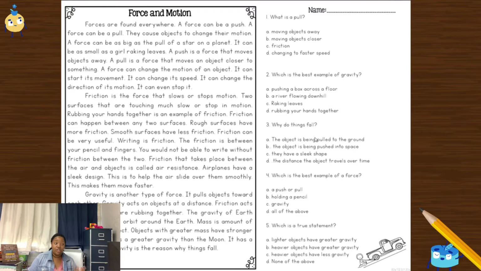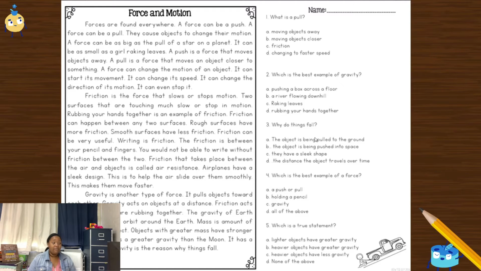It can start its movement, it can change its speed, it can change the direction of its motion, it can even stop it. Friction is a force that slows or stops motion. Two surfaces that are touching slow or stop in motion. Rubbing your hands together is an example of friction. Friction can happen between any two surfaces. Rough surfaces have more friction. Smooth surfaces have less friction.